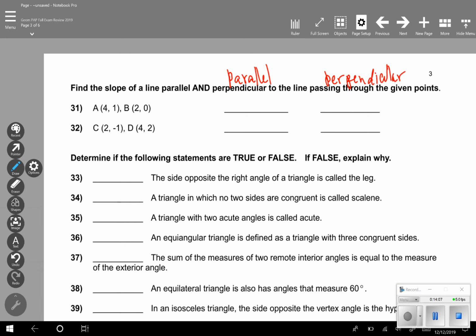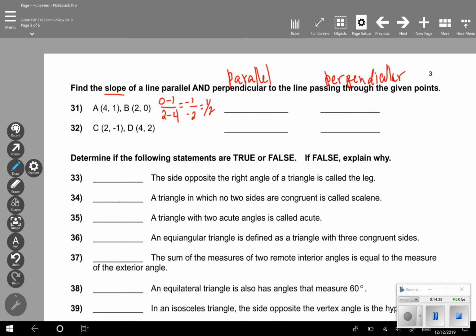Okay, so first, in order to find it, you have to find their slopes. So y2 minus y1 over x2 minus x1. So 0 minus 1 over 2 minus 4. So 0 minus 1, that's negative 1. 2 minus 4 is negative 2. So negatives cancel and you just get 1/2.